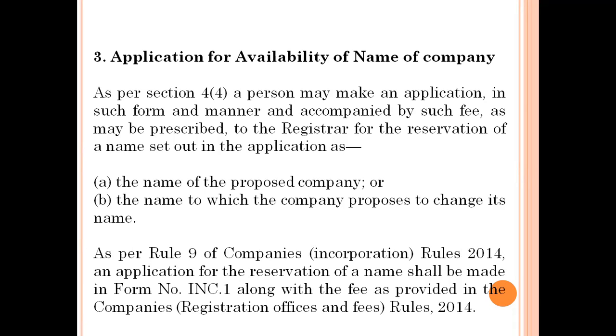So what is the need for the application for availability of name of company? Because there are a number of companies already registered. To avoid duplication in the names of companies, first we have to check whether the name is available or not.